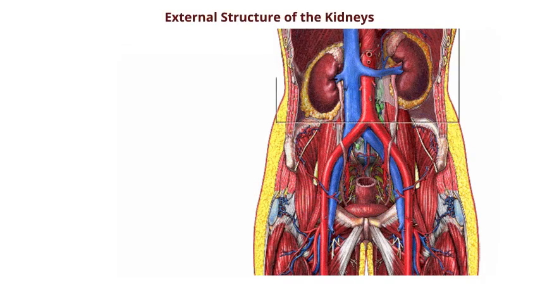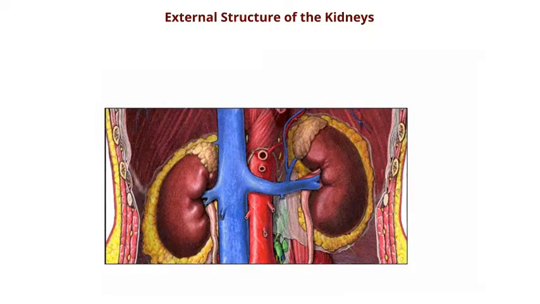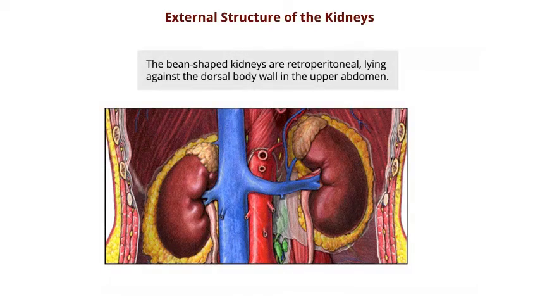Now let's take a closer look at a kidney's surrounding structures. Here we see that each bean-shaped kidney is embedded in the perirenal fat capsule. The kidneys are retroperitoneal, lying against the dorsal body wall in the upper abdomen. An adrenal gland, which is part of the endocrine system, lies on top of each kidney.